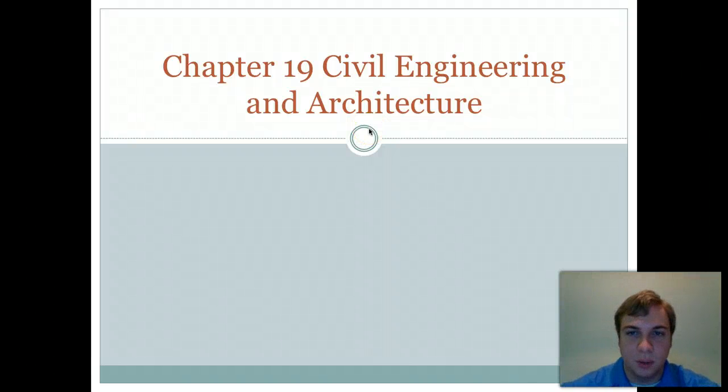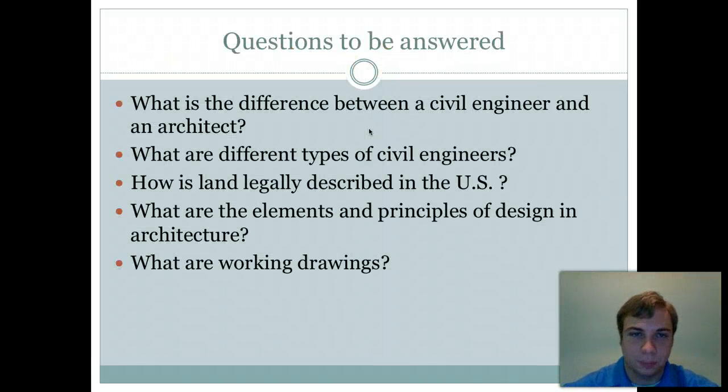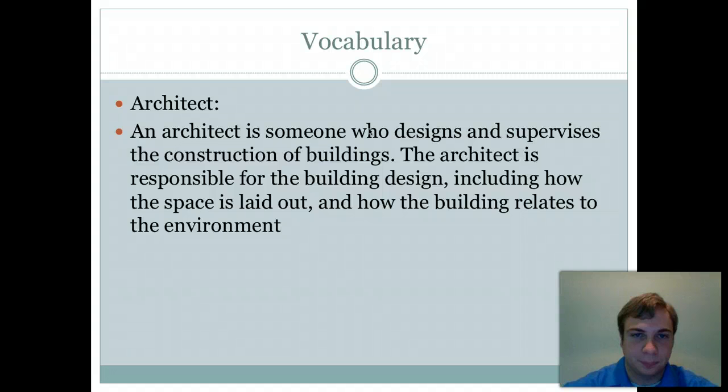Chapter 19, Civil Engineering and Architecture. The questions that we'll answer in this PowerPoint: what is the difference between a civil engineer and an architect? What are different types of civil engineers? How is land legally described in the U.S.? What are the elements and principles of design in architecture? And what are working drawings?